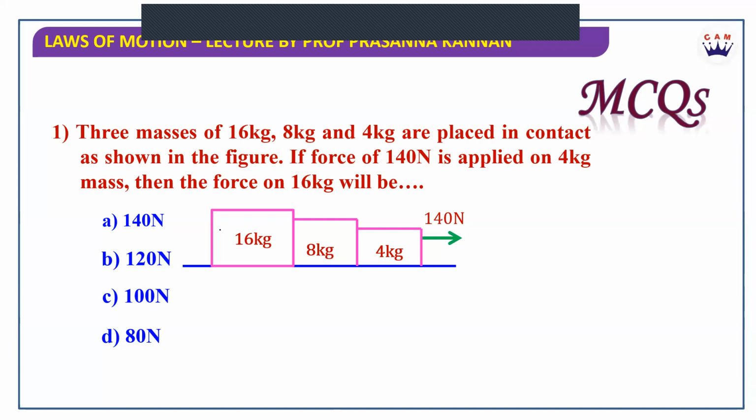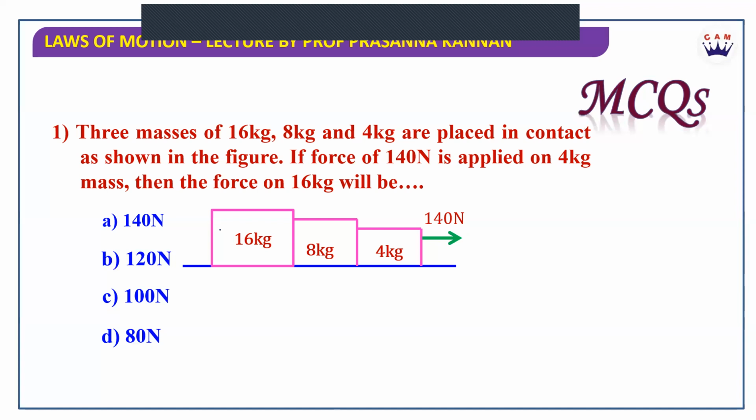How did they get 5? Very simple. Force divided by total mass. What is the force? 140. What is the total mass? 16 plus 4, 20, 20 plus 8, 28. 140 by 28, 5. Correct? So 5 is the acceleration. Once you find 5, very simple. This mass does not have any opposing thing. Correct? 16 kg easy to find. Because nothing is opposing. Only its mass into acceleration is moving it further.